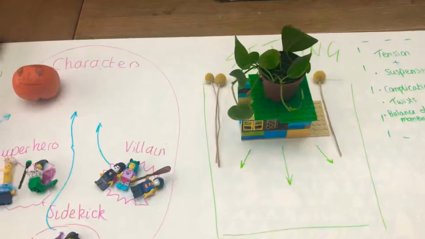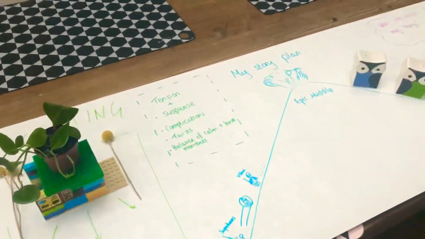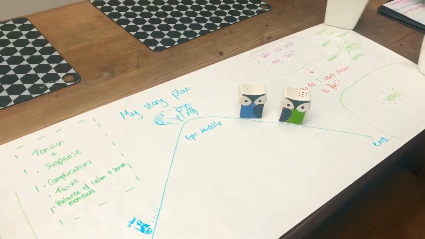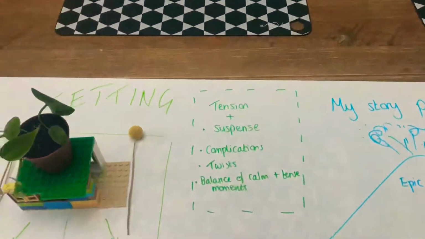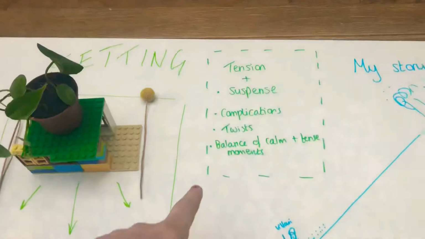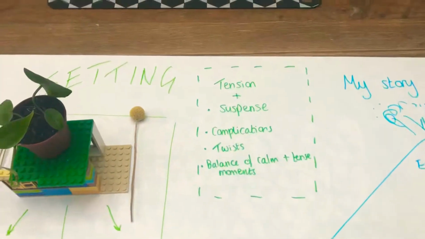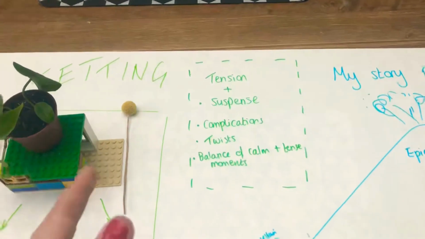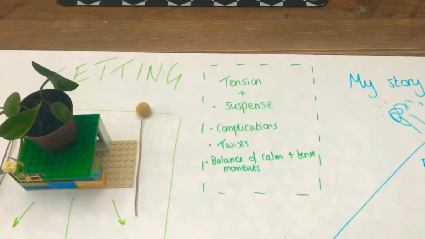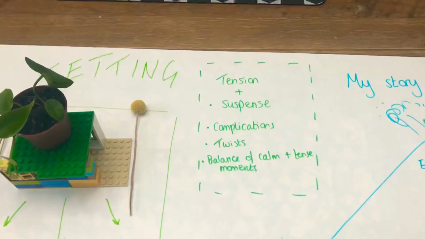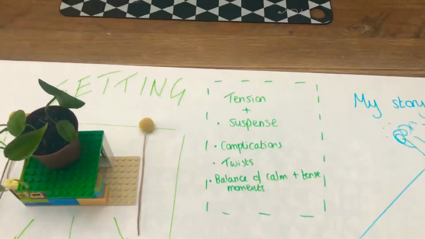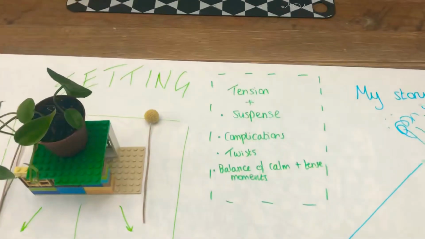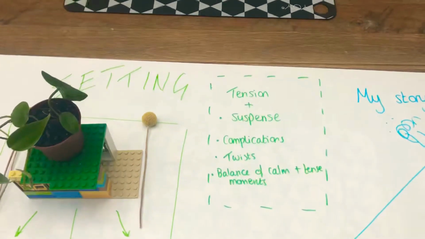And all of this isn't done in one session. This can be done across a whole week, which is why I think it's quite a nice project to do. Key Stage 2, you could be looking at tension and suspense. So, what are the complications in your story? Do you have any weird twists? And another good way of creating tension and suspense is having both a balance of calm and tense moments. So that's a really nice box actually for Key Stage 2 to get really thinking about what your story is going to involve and how you're going to really surprise the readers.